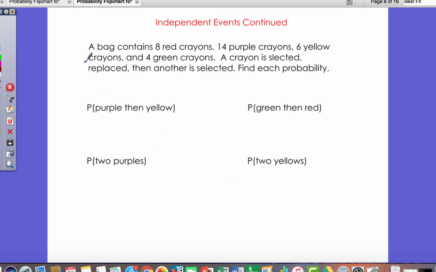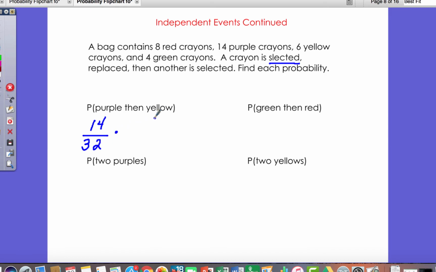A couple more examples. A bag contains 8 red crayons, 14 purple crayons, 6 yellow crayons, and 4 green crayons. A crayon is selected, replaced, and then another is selected. Find each probability. Let's look at the probability of getting a purple, then a yellow. The number of purple crayons is 14. What's the total number of crayons? If you add 8, 14, 6, and 4 together, you get 32. So there's the total sample space, and the probability of drawing a purple crayon is 14 out of 32.